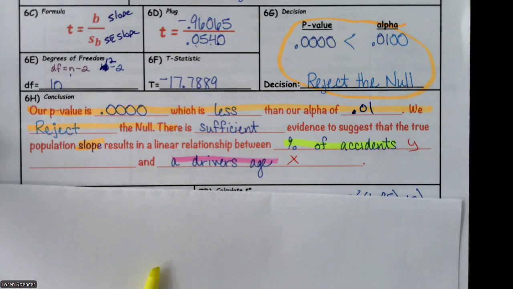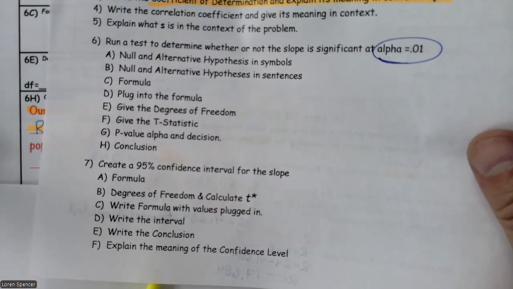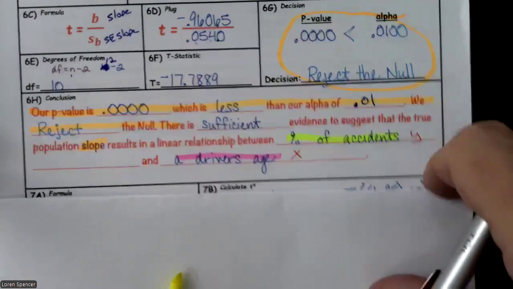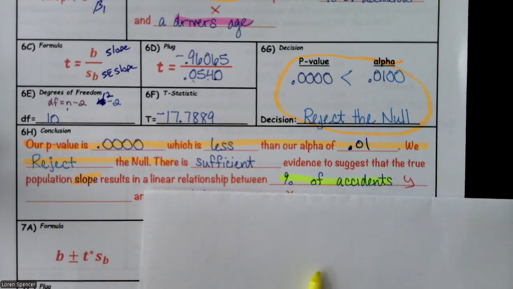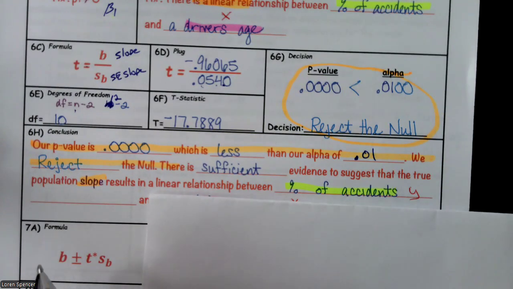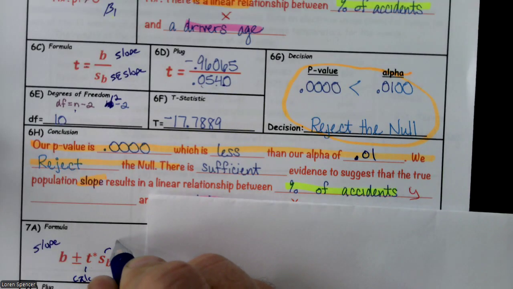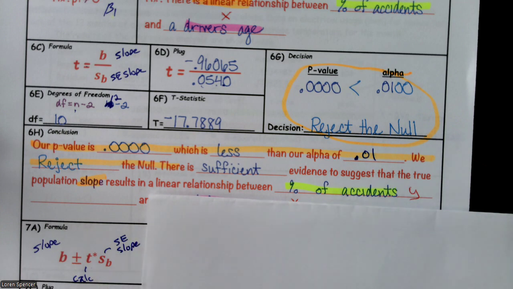The next thing we're going to need to do is the confidence interval. Number 7 says, create a 95% confidence interval for the slope. Well, we need to write our formula. And our formula is B plus or minus T star SB. Well, B happens to be our slope. This comes from the calculator. And SB is the standard error of our slope. Now, we have to be careful with this.